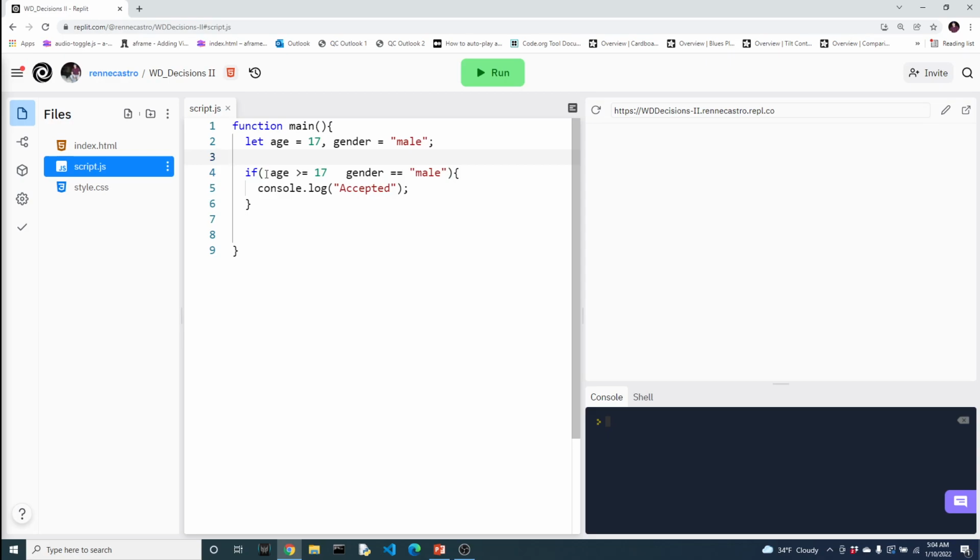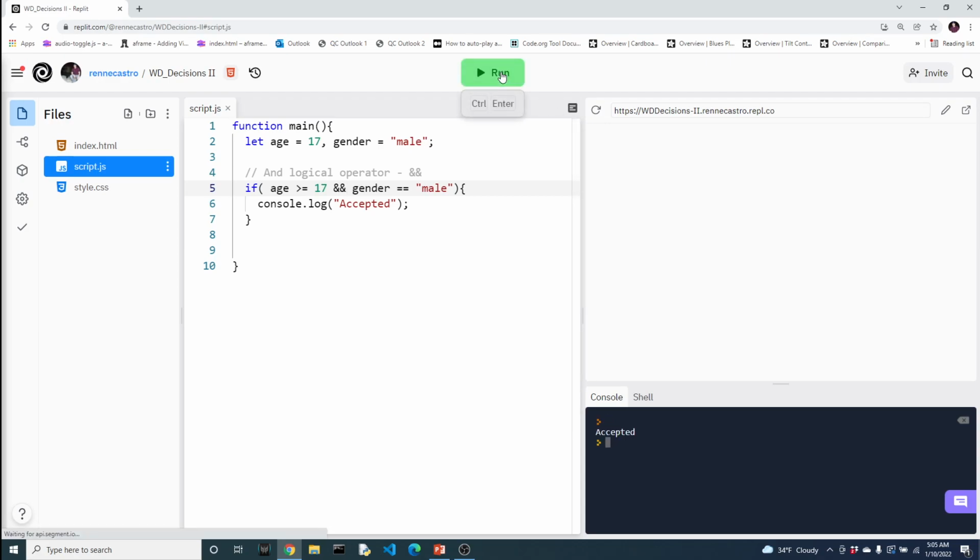So one of the logical operators you can use to extend your condition is what's called the AND logical operator. And the way you write that is to use the ampersand sign, two of them. So this now signifies to the computer, to the program, that you're making a decision based off the age and the gender. So let's see if this works. All right, so you see that we get accepted.